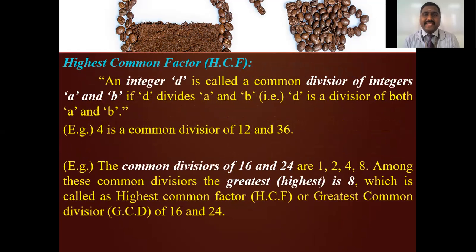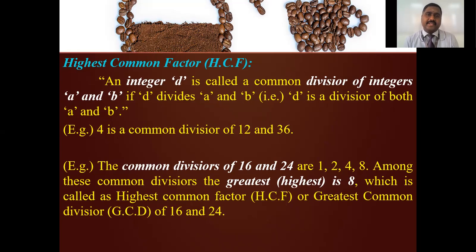The name itself indicates that for the given numbers, there is a common divisor, and among those common divisors, the one which has the highest value is called the highest common factor. A problem will be given with two numbers, more than two numbers, or a series of numbers. If you find the common divisors, then the divisor with the highest value is called the highest common factor. That's why it is called HCF, highest common factor.